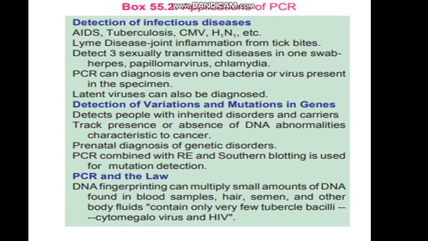Diagnosis of genetic disorders. This is the third utilization of this process. PCR technology has been widely used to amplify the gene segments that contain known mutations for diagnosis of inherited diseases such as sickle cell anemia, beta thalassemia, cystic fibrosis, etc.